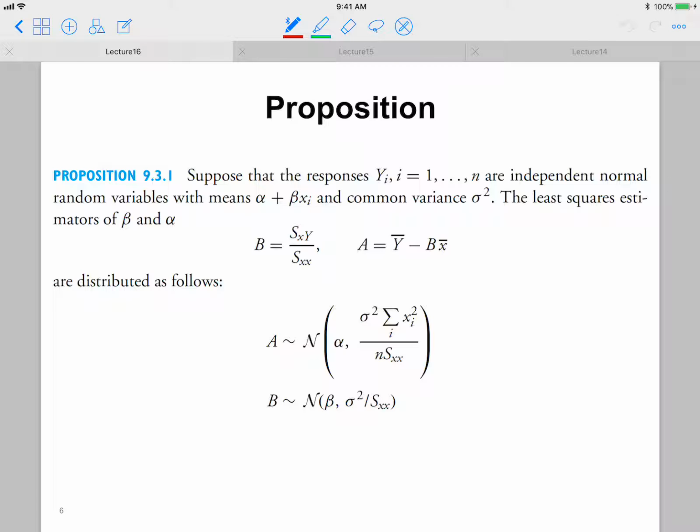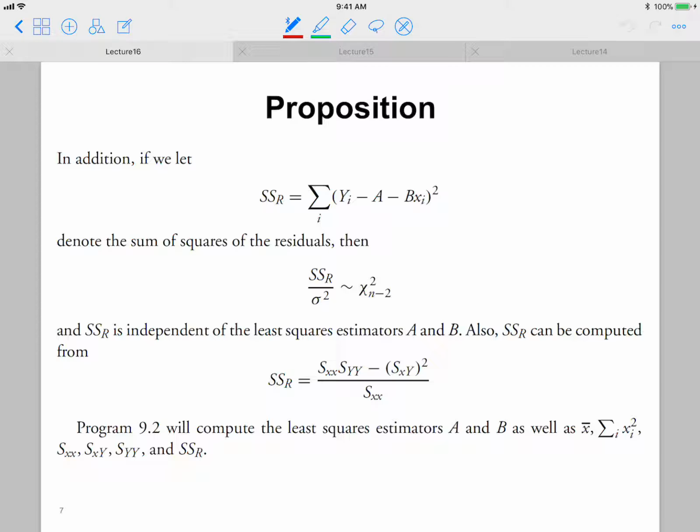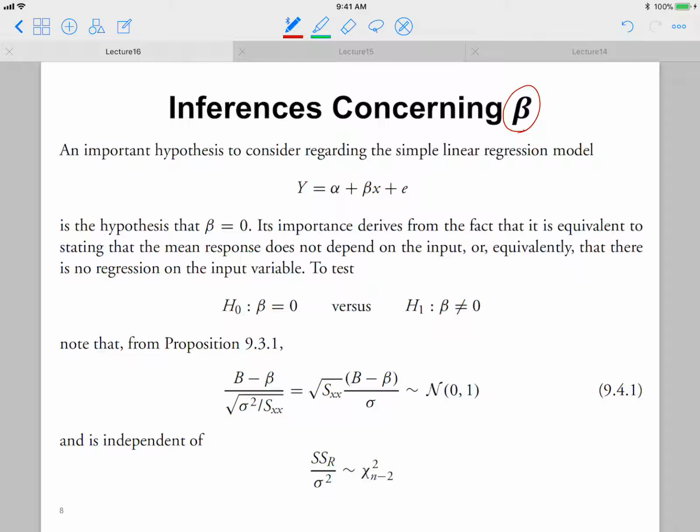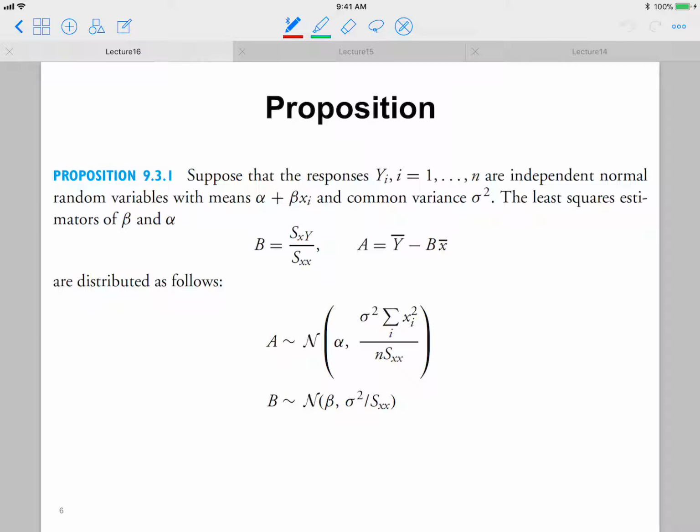Okay, now we are changing our topic a little bit to the hypothesis testing on beta and alpha. We want to do some testing on these two values, alpha and beta. These are the ones that we already know, but let's look at these representations.